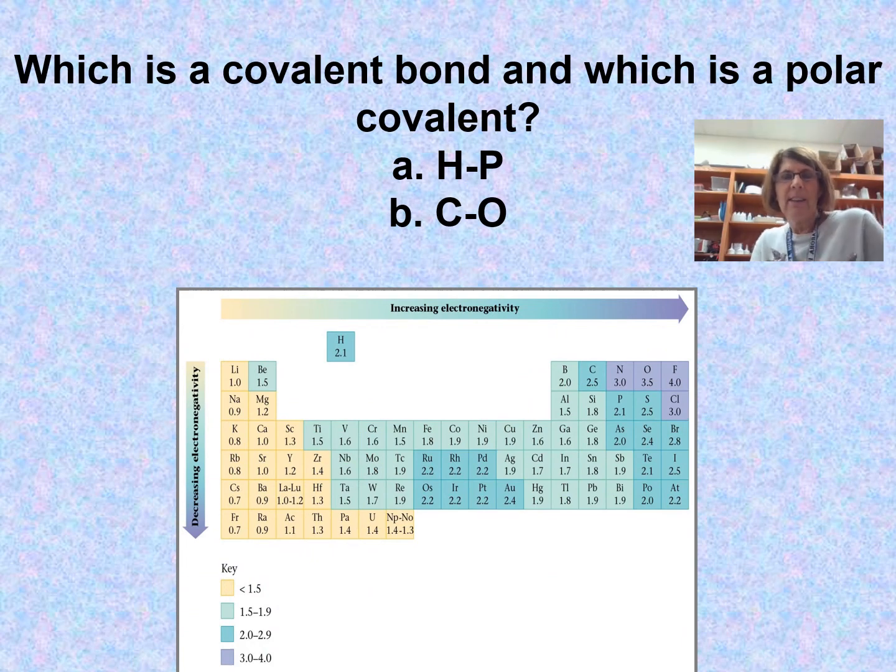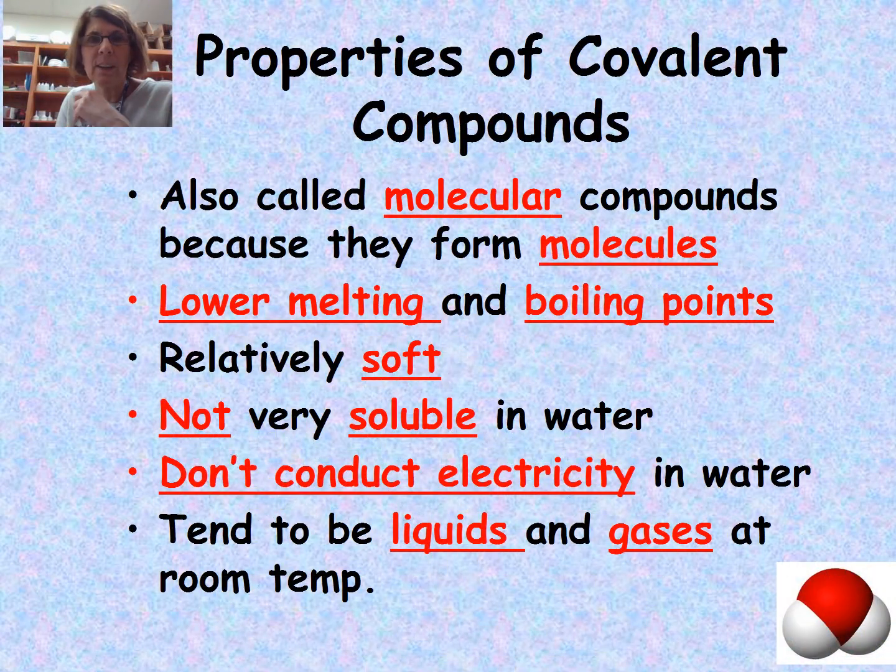So which is a covalent bond and which is a polar covalent? Actually, let's see, HP: hydrogen is 2.1 and phosphorus is also 2.1, so there is no difference. So that one would be covalent. Polar covalent would be the carbon monoxide. There's a slight difference there, so that would be the one that is polar covalent.